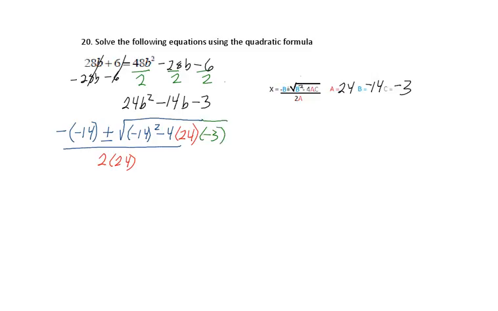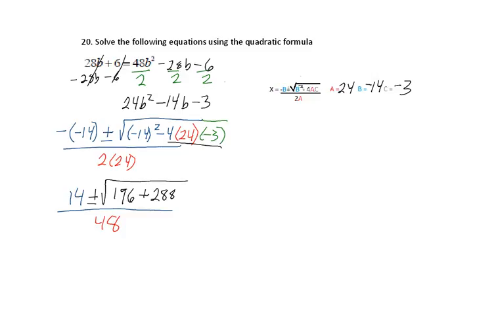Okay, so it's set up now. Next, the double negative is going to become positive. So that becomes positive 14. And on the bottom, 2 times 24 is 48. So we're really only going to focus on the inside. First of all, 14 squared is 196. Next, 4 times 24 times 3, that's going to become positive 288.